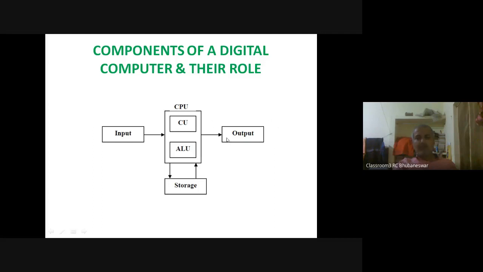The output unit is responsible for taking the output from the CPU and displaying it or giving it to the user. Another unit is the memory unit or storage unit. This unit is responsible for storing data, programs, and results. There are broadly different types of memories, divided into two types: primary memory and secondary memory.